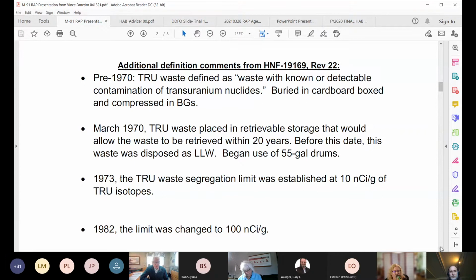I worked in the laboratories. I've been associated with the project for over 58 years, and I worked there in the 60s and up to the 70s. So look at what pre-1970 TRU waste is: waste with known or detectable contamination of transuranics. Well, what that meant was any waste that came out of 234-5 or Purex, anywhere that we had a plutonium facility, and T Plant had plutonium processing, B Plant, 231-Z, every scrap of waste from that building was considered contaminated with TRU.